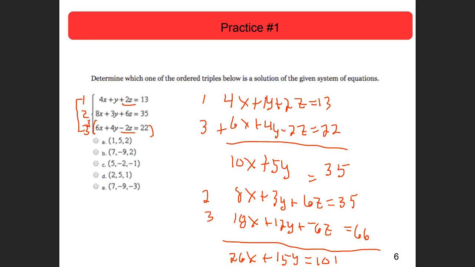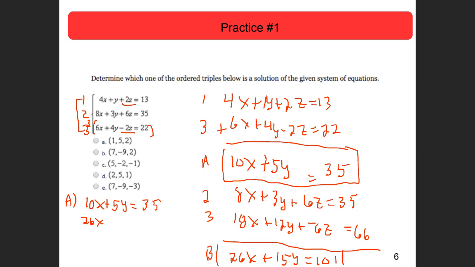All right, so I'm going to call this equation A and this equation B. We got rid of the variable z in both these equations. So now it's very much like last week. I'm just going to write equation A over here. That's 10x plus 5y is equal to 35. And equation B is 26x plus 15y is equal to 101.